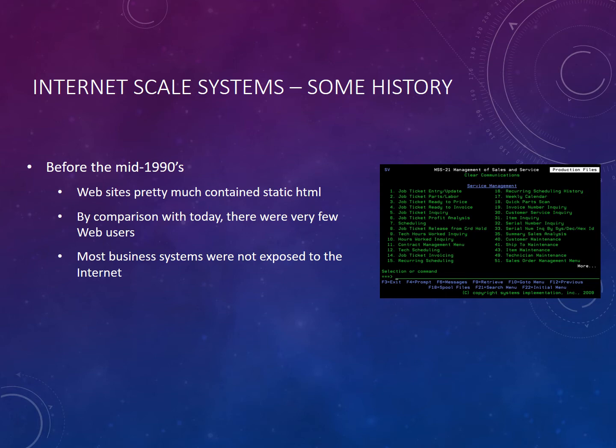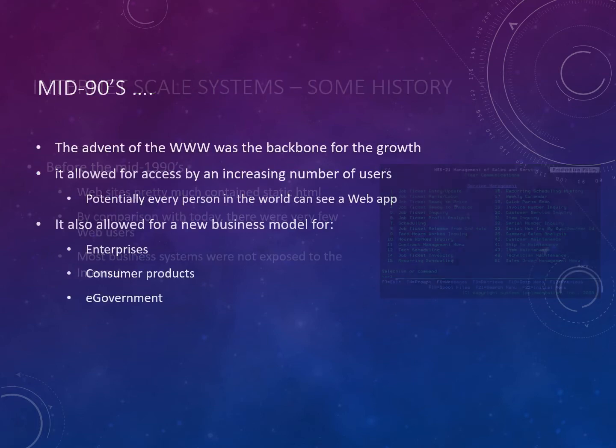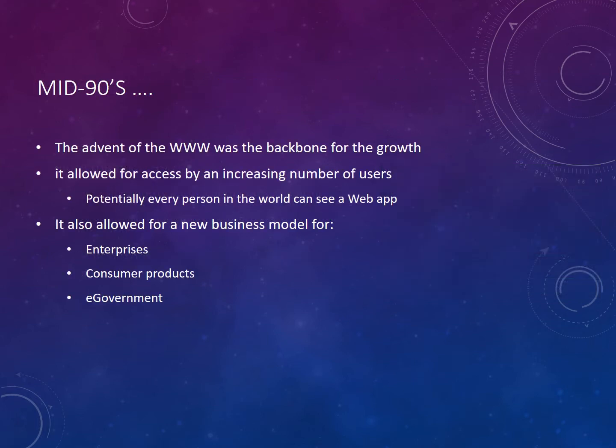As websites and the internet evolved in the early 1990s, websites were pretty much just static HTML. And in comparison, of course, there were very few websites and very few users. Most businesses just didn't even think about exposing their technologies to the web. This started to change in the 1990s.